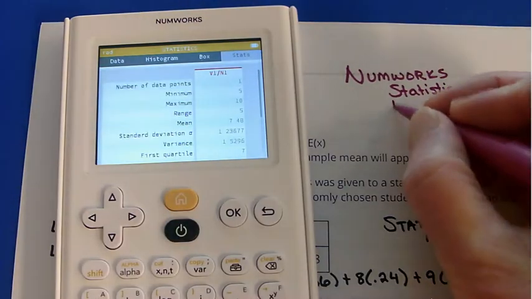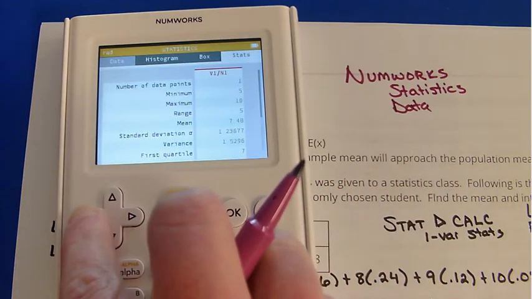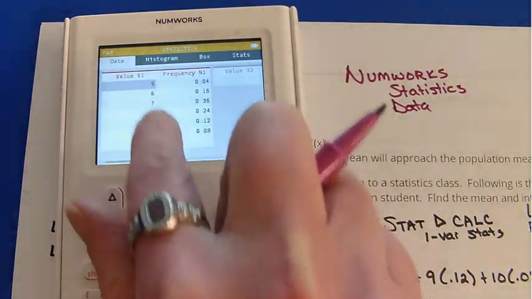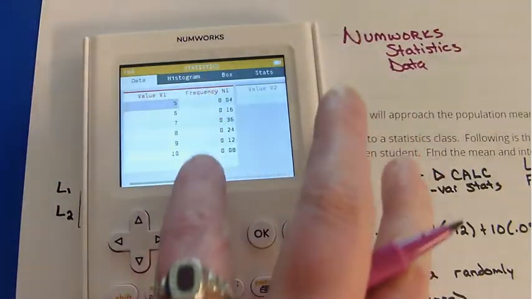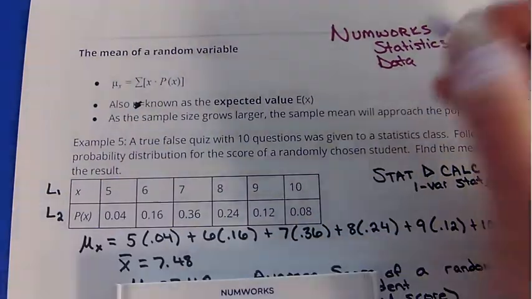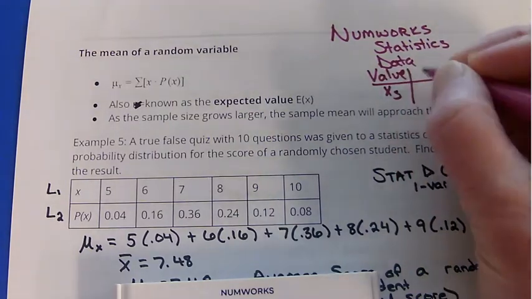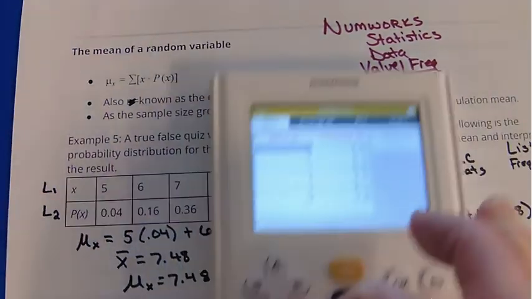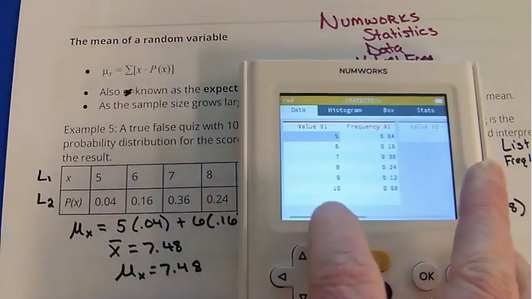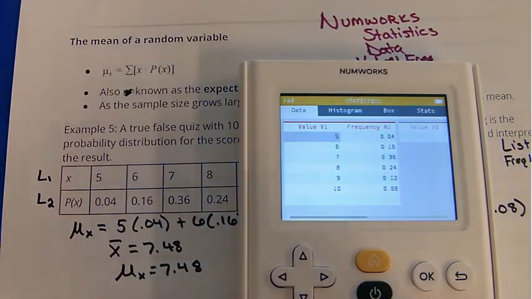And under data, so you have to kind of back arrow and then arrow over till you get to data. The values are going to be your x's, and your frequencies are going to be your probabilities. So under value, you put your x's, and under frequency, you put the probability. So I've already done that for the first example, 5, 6, 7, 8, 9, 10. And the frequencies are the probabilities because that's the frequency of it occurring.